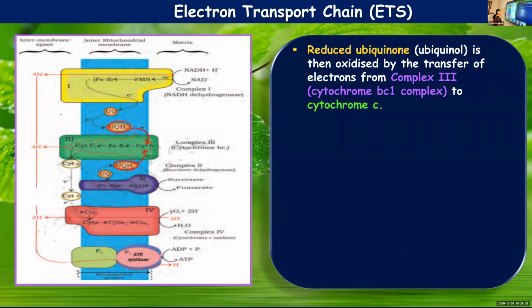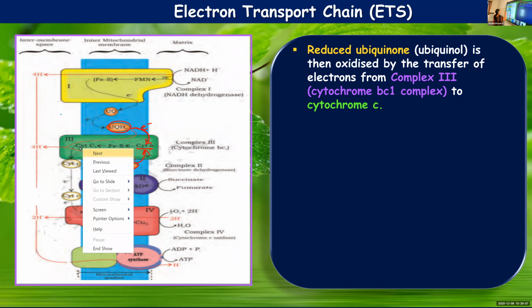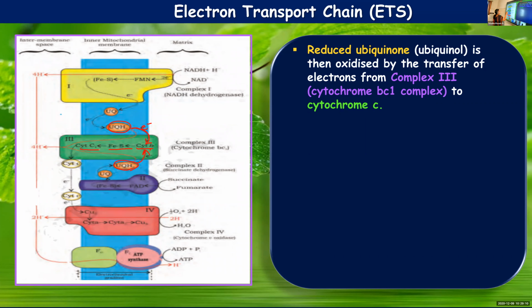How is it getting oxidized? By donating its electrons. So from here, electrons will be donated. From this side also, this ubiquinone, which has received the electrons from complex 1, will also donate its electrons to complex 3. Complex 3 consists of cytochrome B, C1 and iron sulfur. First, the electrons will be taken up by cytochrome B, then accepted by iron sulfur compounds, then cytochrome C1.